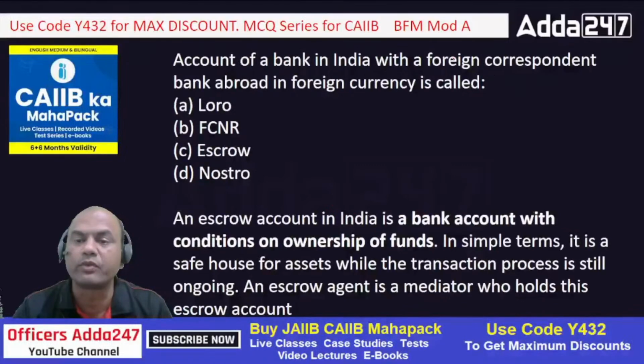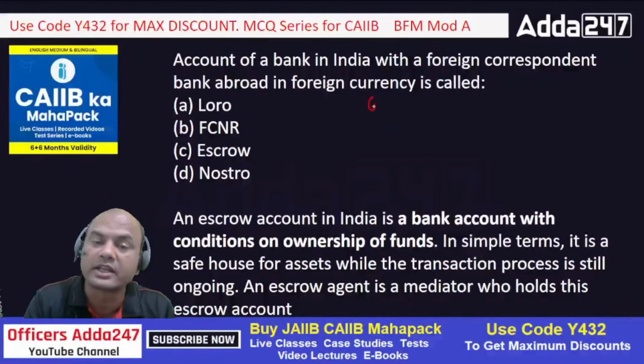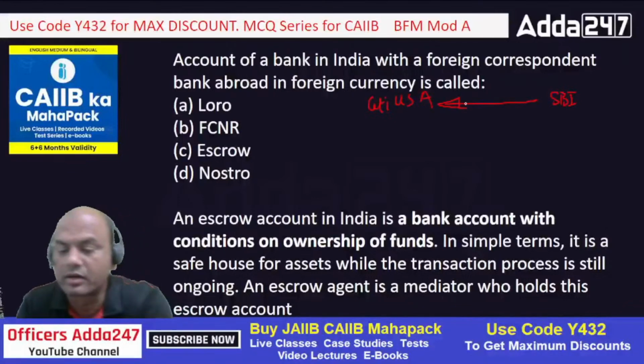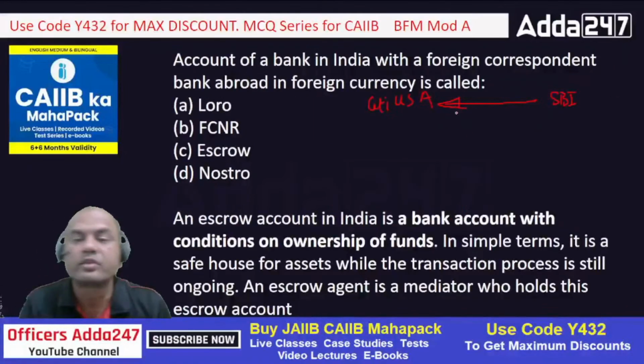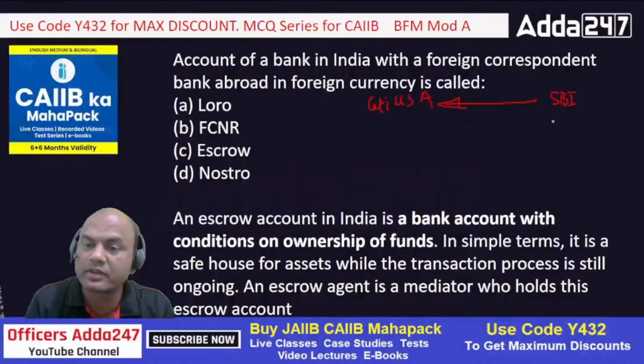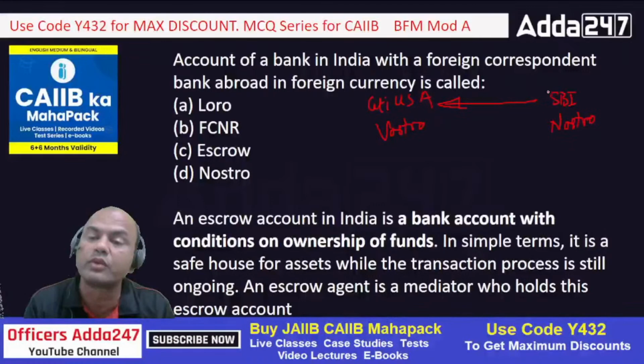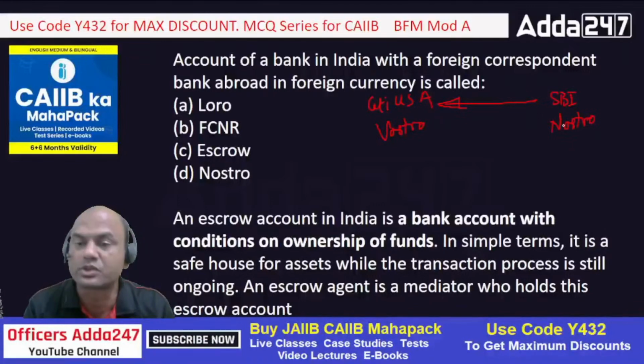Accounts of a bank with a foreign correspondent bank abroad is called as, now this is reverse. What is the case over here? City US is over there, and SBI India is maintaining an account. Now look, the arrow is over here. Earlier the arrow was on this side, right? So now what is this called as? SBI will call this account as Nostro, but City will call this account as Vostro. So the bank whose account is maintained calls this Nostro, and the bank who is maintaining the account calls it Vostro.